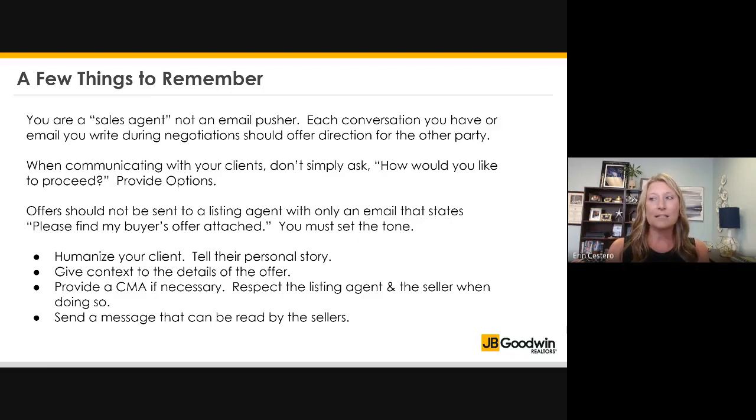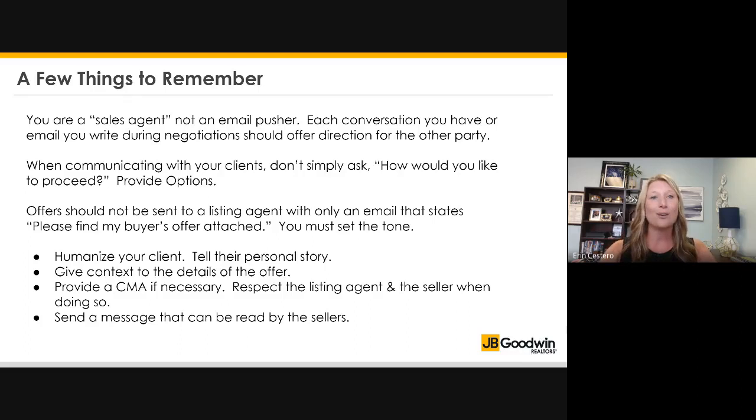Give context to the details of the offer. You never know if you are working with a newer agent on the other side of the transaction, maybe somebody who hasn't sold in a while, or somebody that's not familiar with a VA loan. You always want to make sure that if you've written in details of an offer that you think are going to be appealing, don't just include it in the offer and assume the other agent is going to understand that. Sell those points.